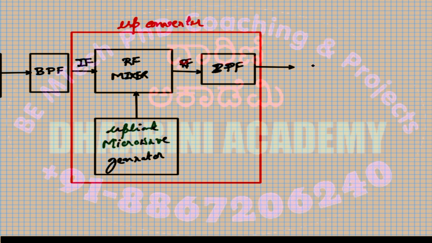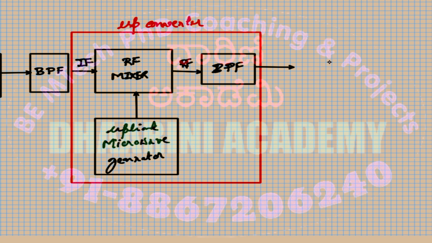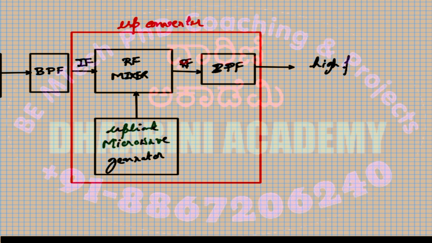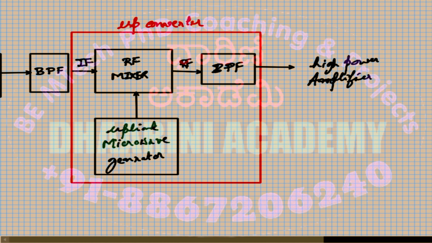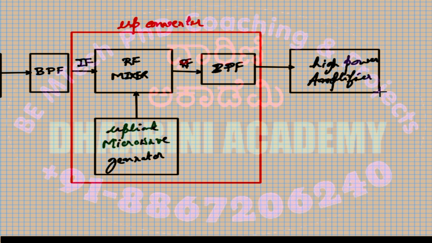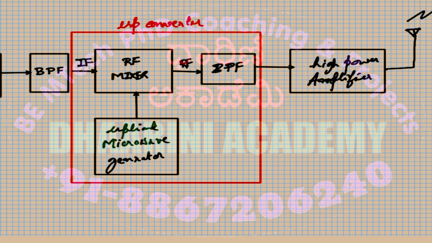So you use a high power amplifier. From this high power amplifier, we are giving this to the transmitting end, from where it sends the signal to the second part in the SATCOM design, that is the transponder.